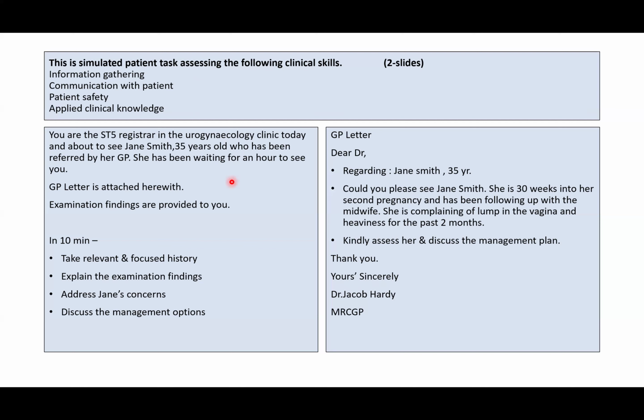So when you are seeing any scenario, you have to see the domains which you are being tested: information gathering, yes, you people know it very well. Communication with patient. Yes, communication was absolutely fine, Sanchita. You apologized in the beginning. Well done. Patient safety and applied clinical knowledge. Actually, when you started talking about the management, the bell rang. So your applied clinical knowledge, the management part, was after the bell rang.